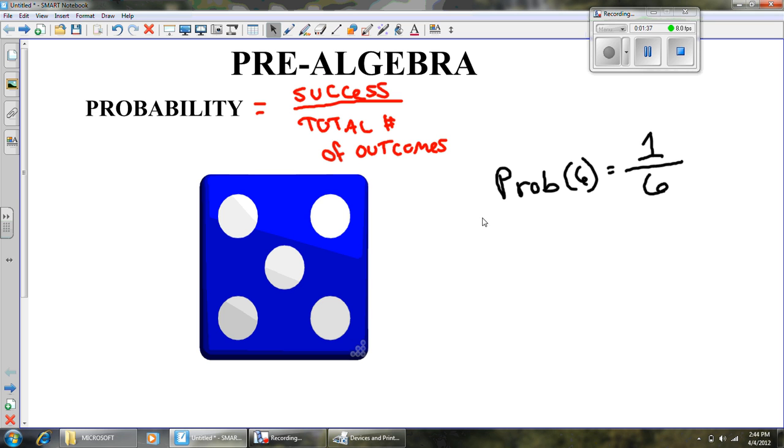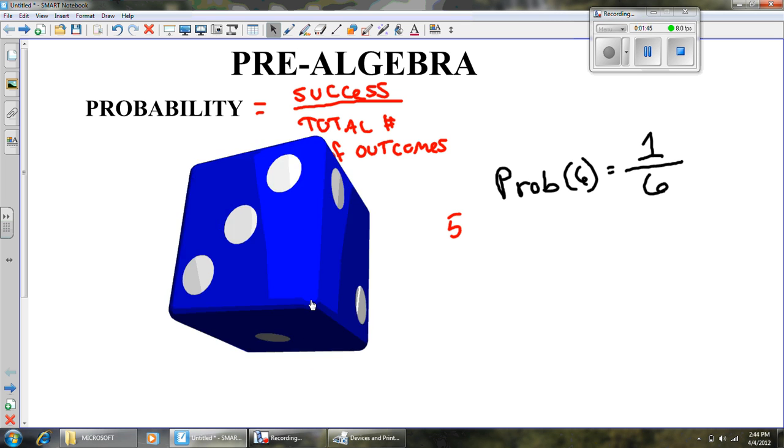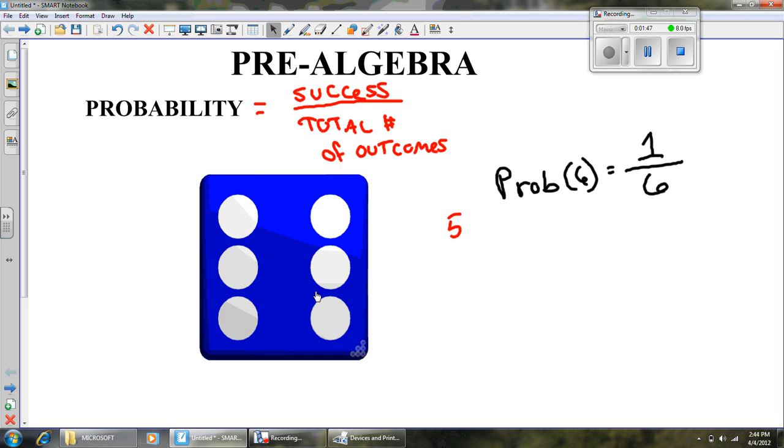Oh, look, I got a 5. I lost. Here, let's write down my outcomes and let's see what happens. I got a 5. All right. Let's spin it again. It's spinning kind of lagging. There we go. There I got a 6. Hey, I won. Yay for me. All right. So I got a 6.